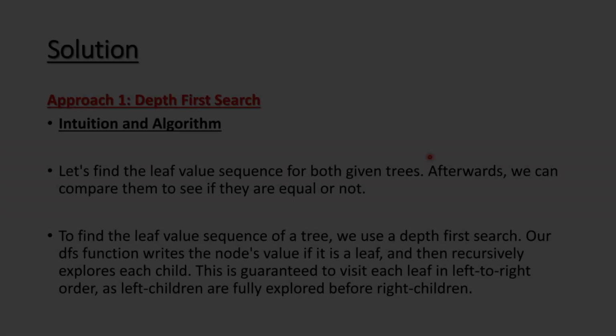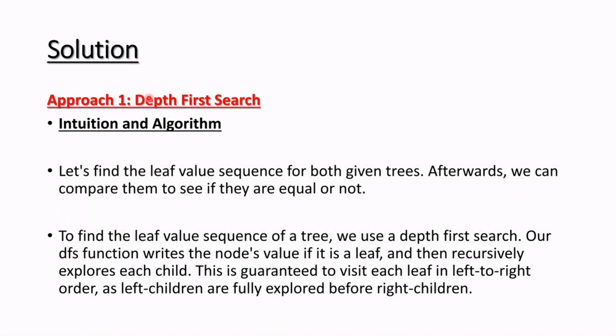So in this approach we will go through the first DFS, and we will understand the intuition of the algorithm. So let's find the leaves value sequence for the given trees, and afterwards we can compare them to see if they are equal or not. To find the leaves value sequence of a tree, we use a depth first search, and our DFS function writes the node's value if it's a leaf, and then recursively explores its children. This is guaranteed to visit each leaf in left to right order, as left children are fully explored before right children.